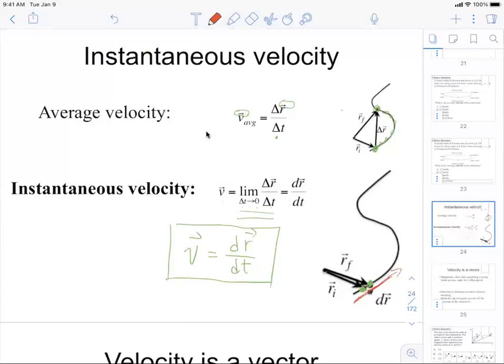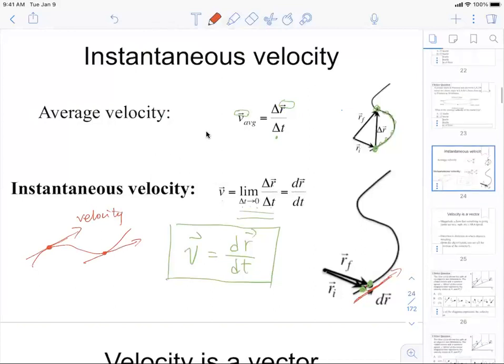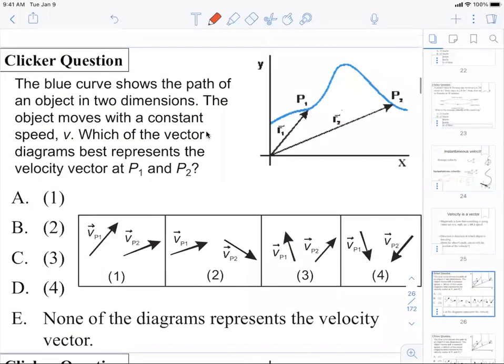So if you have a curve, which is the path you're taking, and you want to know your velocities, you simply draw a tangential line at any given point, and that gives you the velocity. Okay, so here, that gives you the velocities. So, for example, I give you this question.